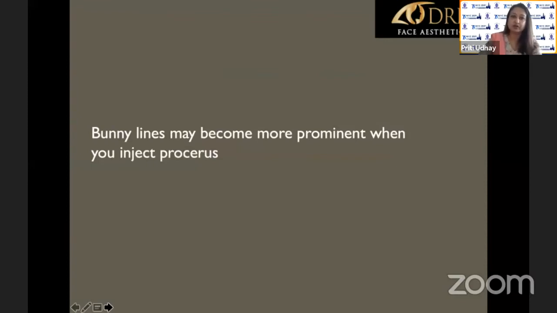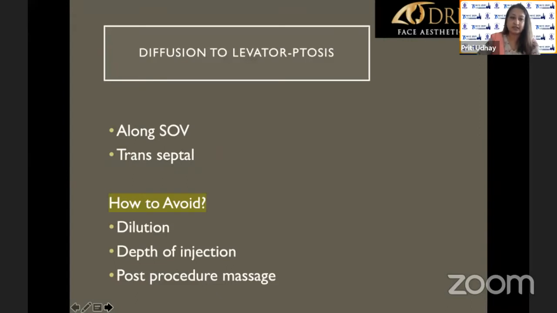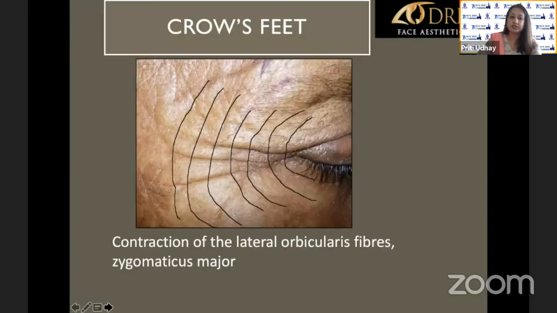And therefore, when you knock off the glabella, sometimes your nasalis becomes overactive and you may have bunny lines. As I said, don't over dilute because then the diffusion will be more and you may have a ptosis. Depth of injection is important and do not massage post-injection.